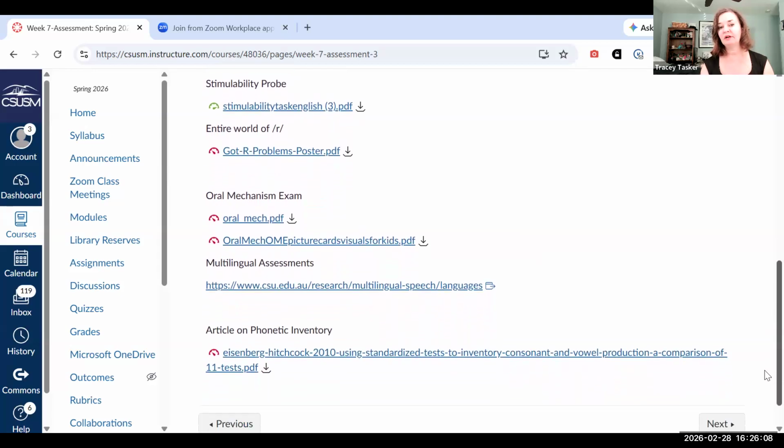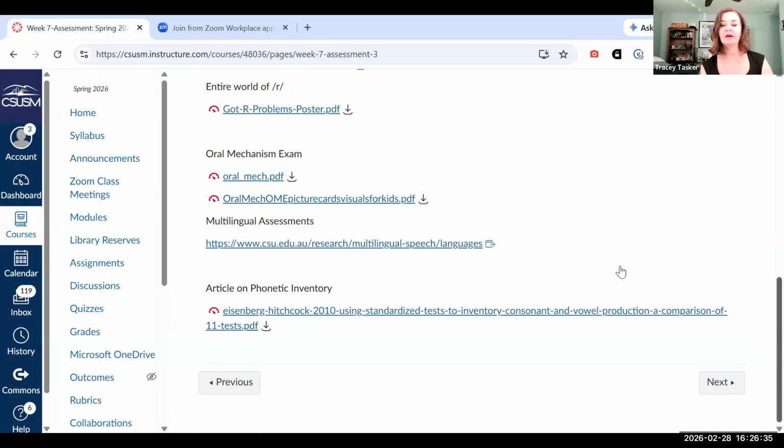There's information on specifically R. So what would be all the different versions of R that you would look at, and why you want to do that. There's an example of what information you're gathering in an oral mechanism exam. And oral mech, as I mentioned, for young kids can be difficult. So this is just to give you an example of a fun visual that we use sometimes with young kids to get them to participate in an oral mechanism exam.